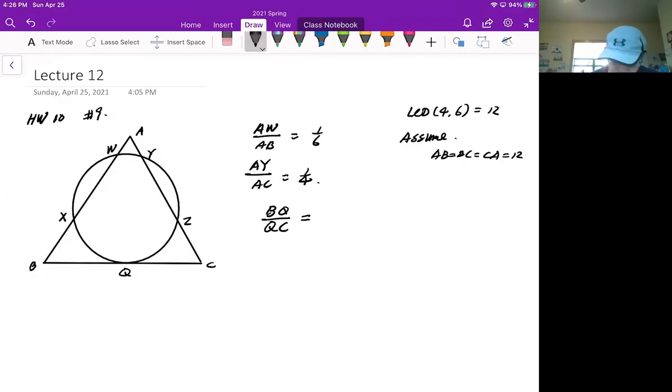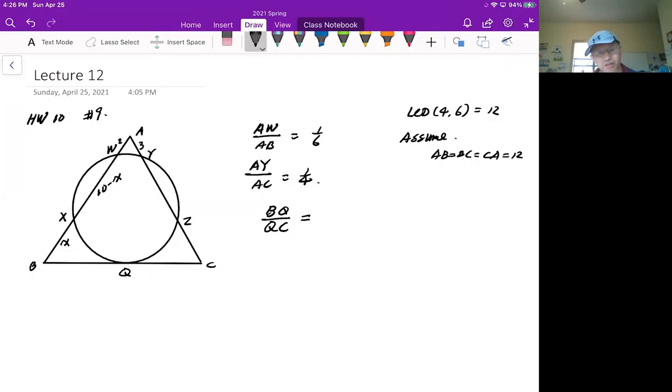Okay. So let's say AW is 1 out of 6 of the side. So I can say this side is 2, and that side is 3, right? 1 over 4. So I know that one is 2, the other one is 4 here. So that makes things easy. Okay, let me assume this is x here. So if this is x, then the whole thing is 12. Okay, 12 minus 2, that's 10. So I know that this guy is 10 minus x.